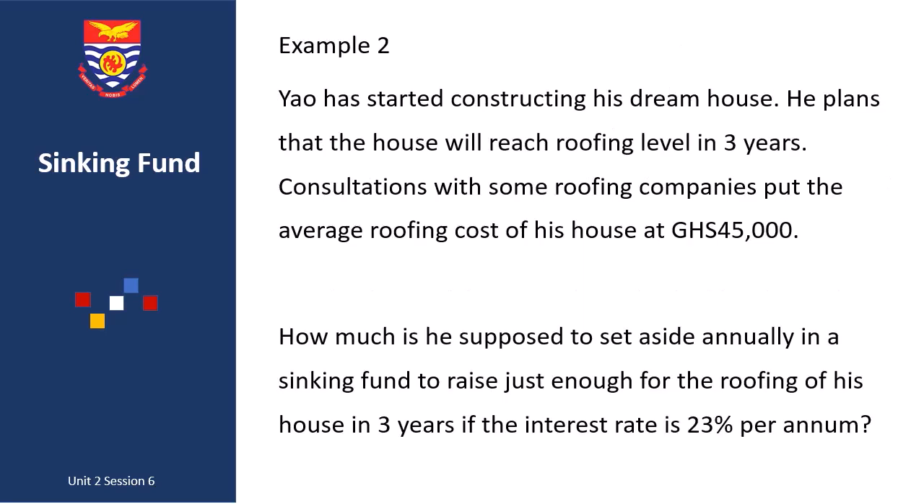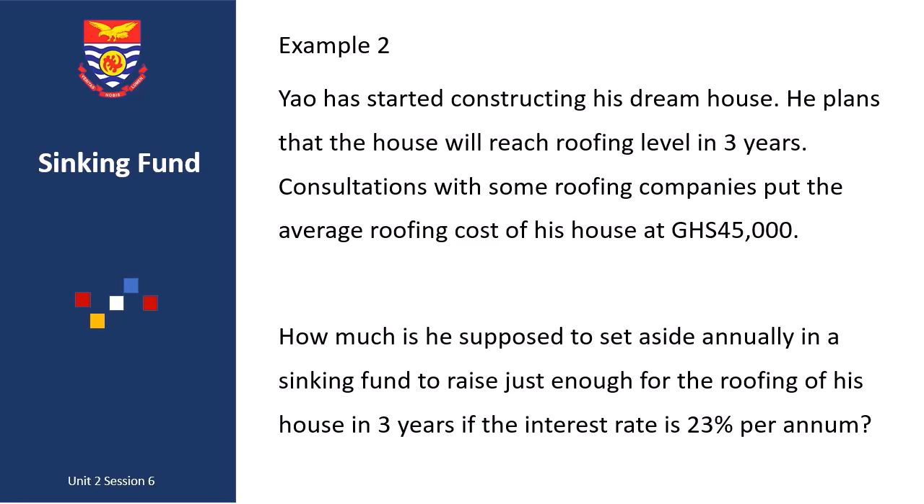So let's try an example on that sinking fund with example 2. Yao has started constructing his dream house. He plans that the house will reach roofing level in 3 years. Consultation with some roofing companies put the average roofing cost of his house at 45,000. So how much is he supposed to set aside annually in a sinking fund to raise just enough for the roofing of his house in 3 years if the interest rate is 23% per annum?